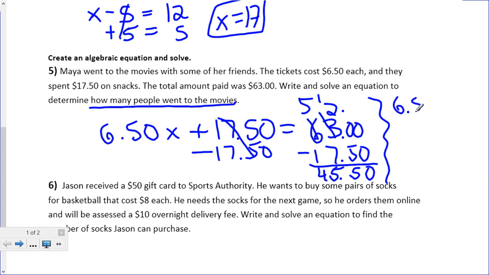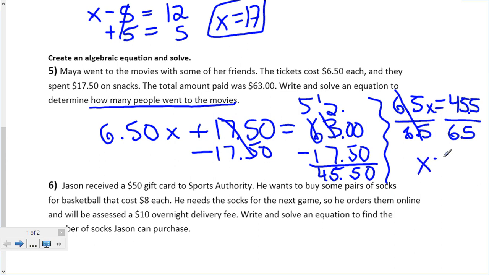So 6.5x, that 0 can go away. It's 45 and 5/10. Now we need to divide to get rid of multiplication. It's getting a little messy. And 45.5 divided by 6.5, I believe that's going to be 7. Exactly 7. So x equals 7.